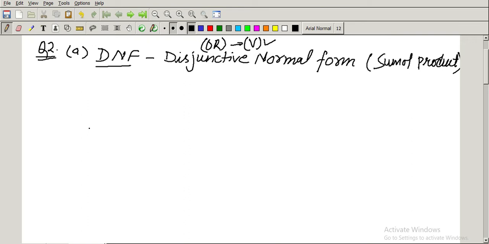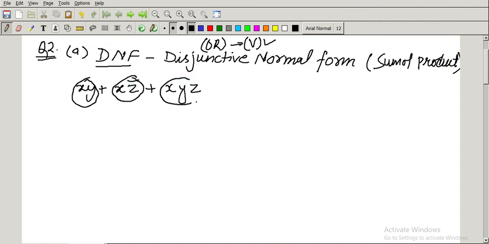I have explained sum of product and product of sum forms in some computer system architecture video lectures. Still, if you don't know, a form like xy plus x z complement, like this, is known as sum of product form, because these are products: xy is a product, x times z complement is a product, and the sum of these products means plus, plus, plus. So this form is known as disjunctive normal form or sum of product.